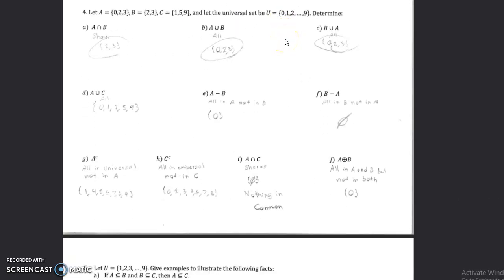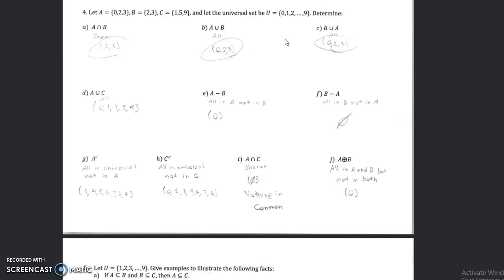Moving on to 4, it's asking us to define set notations with A, B, C, and the universal set. So the first one is A, upside-down U, and B. This is actually an intersection. So it's basically asking for what elements in sets A and B are the same. A is 0, 2, 3, just like the last problem. B is 2, 3, just like the last problem. You're asking what they are sharing. They share the elements 2 and 3, so 2 and 3 is our answer.